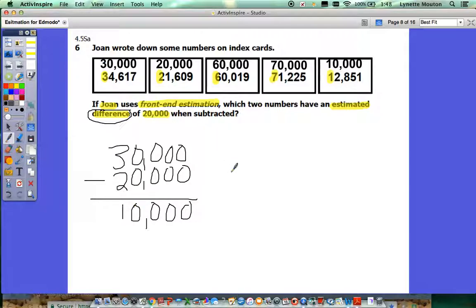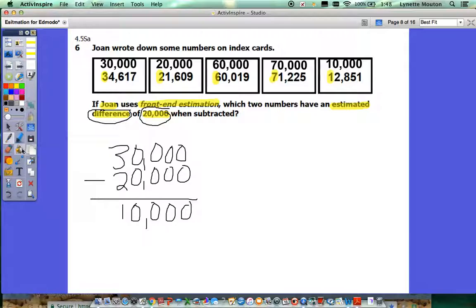So we have to find another combination until we do find one that when we subtract them, the answer we get is 20,000. And I know we did this one in class and we kept combining them. 60,000 minus 20,000 is 40, so that doesn't work. 70,000 minus 60 is 10,000, so that doesn't work. And then we found that 30,000 minus 10,000 equals 20,000. So those were our two answers.